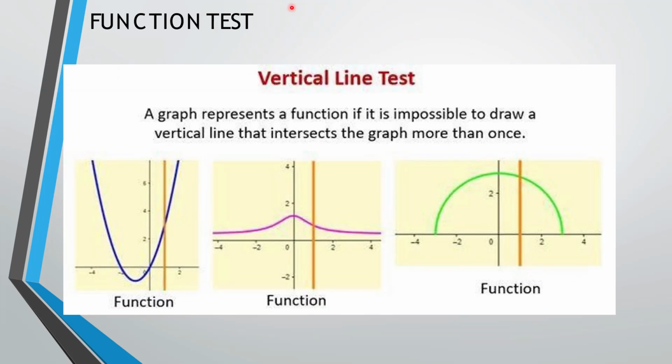Okay, vertical line test. What is the vertical line test? A vertical line test is how we can find out whether a relation is a function or not. A graph represents a function if it is impossible to draw a vertical line that intersects the graph more than once. Means if we draw a vertical line at any point in a graph, and it intersects the curve or a line or a graph two times, then it will not be a function. And if it intersects one time, then it will be a function.